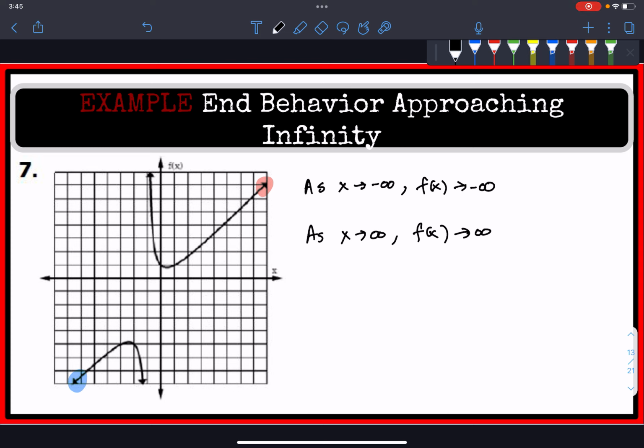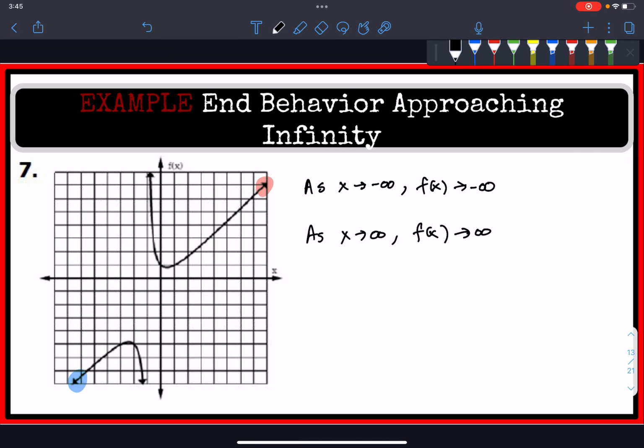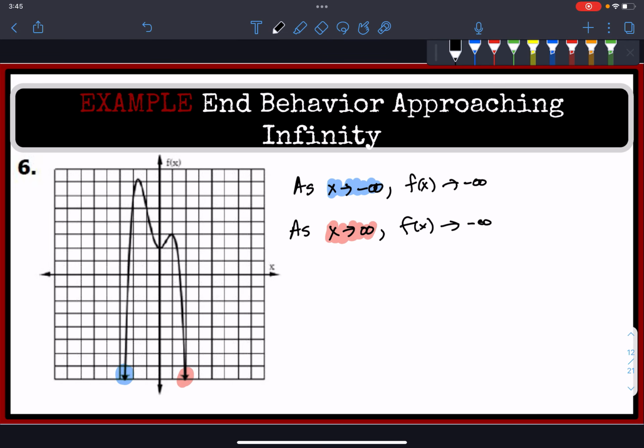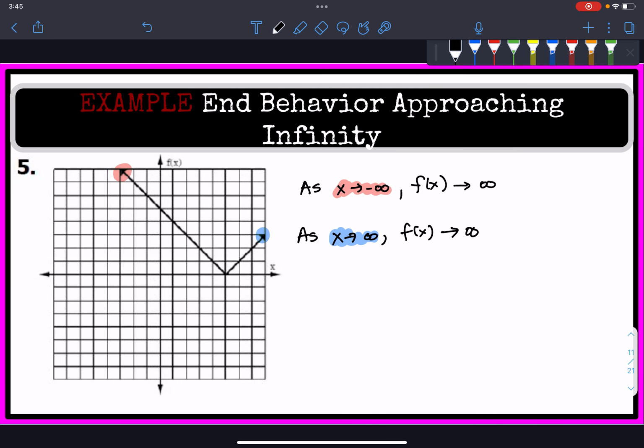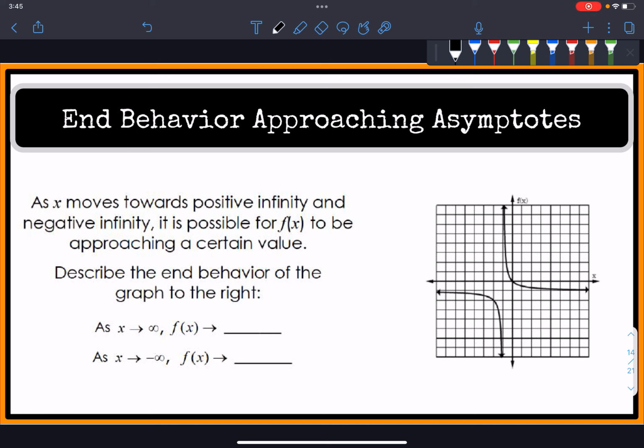Now, like I stated earlier, not every function behaves like this. Some functions, again, approach a specific value. It is bounded. These examples here, the end behaviors are unbounded because they're going towards infinity. There's nothing to, again, limit them or bound them to a specific value. But on this example right here that you see on this graph, our function is approaching a specific value. It's bounded by an asymptote here.